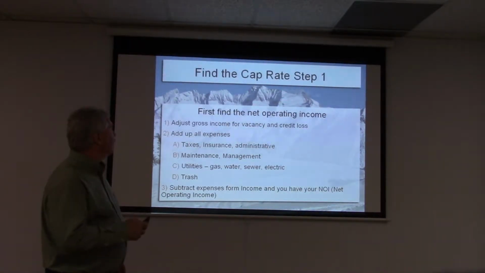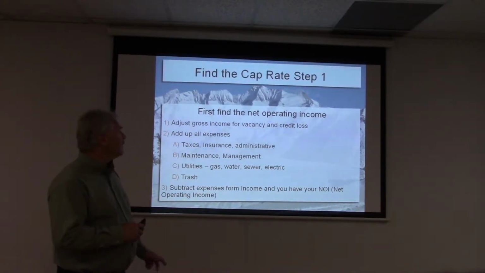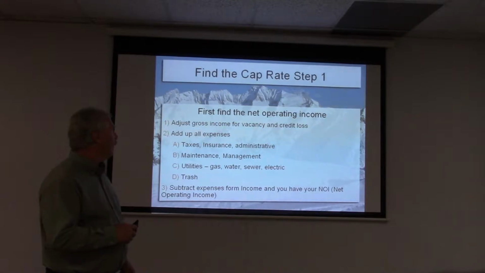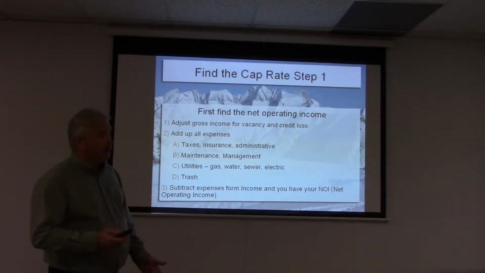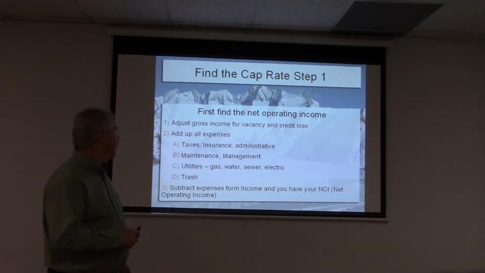So the first step in finding the cap rate is net operating income. And this is probably one of the most important of all of them because there's a lot of variables that go into it. But the first thing you need to do is your adjusted gross income. You need to adjust that gross income for vacancy and credit loss. Vacancy, pretty simple, straightforward, doesn't require much explanation. Credit loss is anything that you may not collect, any late fees that you may not collect, or rents, period, before it may turn into a vacancy.